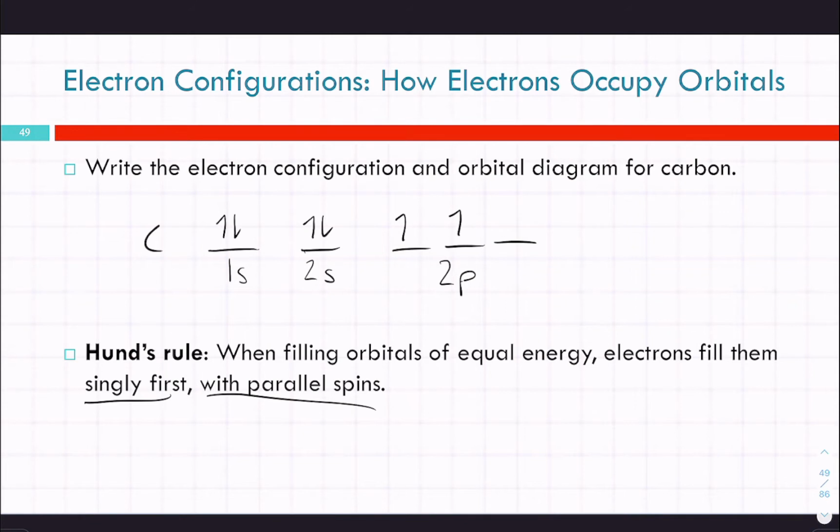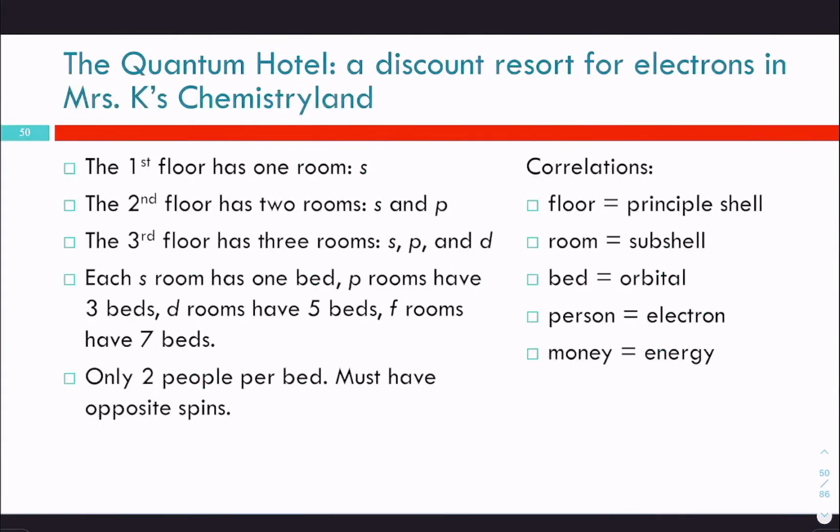No. So the other rule that we covered is Hund's rule. When filling orbitals of equal energy, we fill singly first. This is like Mrs. K's Chemistry Land Hotel, where the electrons don't want to share beds. So they get 1 into each bed first, and then if they have to, they double up.